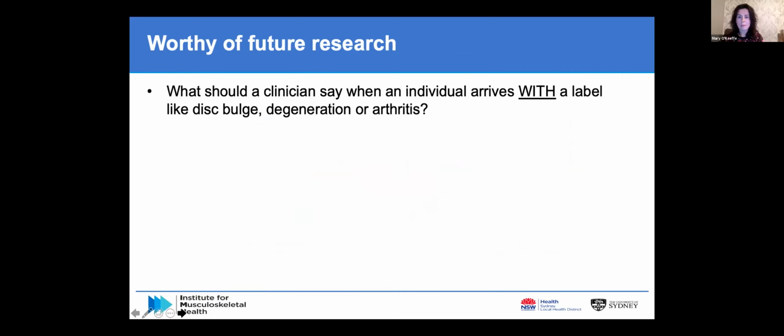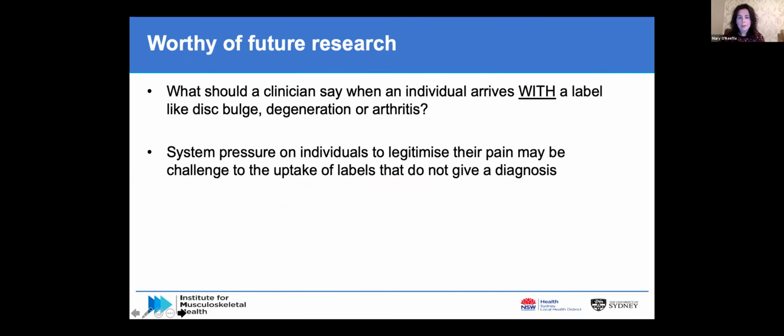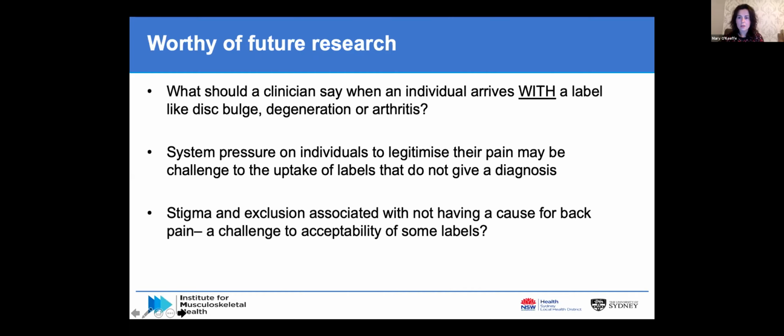What do we do? We're not really sure what's the best way to handle this. Also, people with low back pain, if they've had back pain a long time, can often be under huge societal pressure because the systems we work and live in are more biomedical in origin. People with back pain can be forced to find a physical reason for their pain. So often this can clash with trying to change how we label back pain. And we know that people that don't have a cause for their pain can often feel stigmatized and excluded.